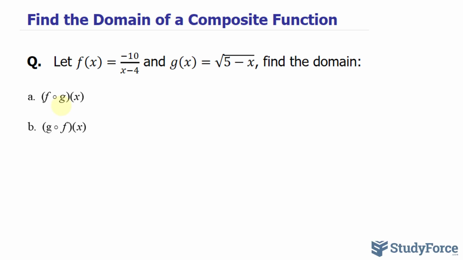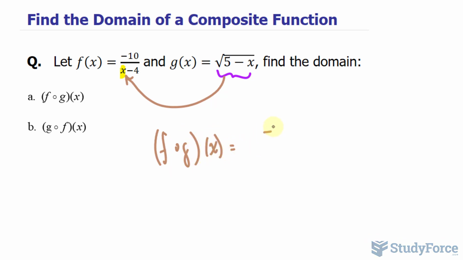F composed of g means that we will be placing the function g of x, whatever it is, this expression, inside wherever we see x's in f of x. So we have one x right here, and I'll place this expression totally into there, where we have f composed of g at x is equal to negative 10 over the square root of 5 minus x minus 4. And what we're expected to do from here is find the domain.